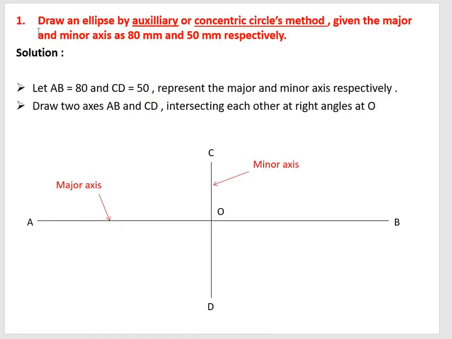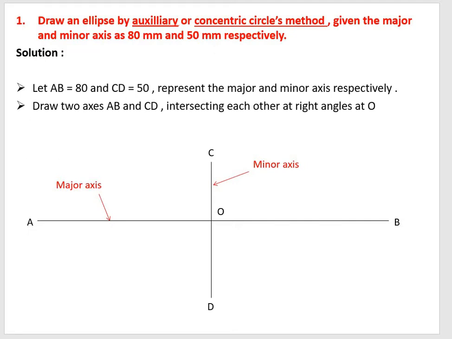So you can see here, draw an ellipse by auxiliary or concentric circle method given the major and minor axis as 80 mm and 50 mm respectively. So the question says that you have to draw an ellipse by which method? Auxiliary method or concentric circles method. And what is given is your major axis as 80 mm and minor axis as 50 mm.